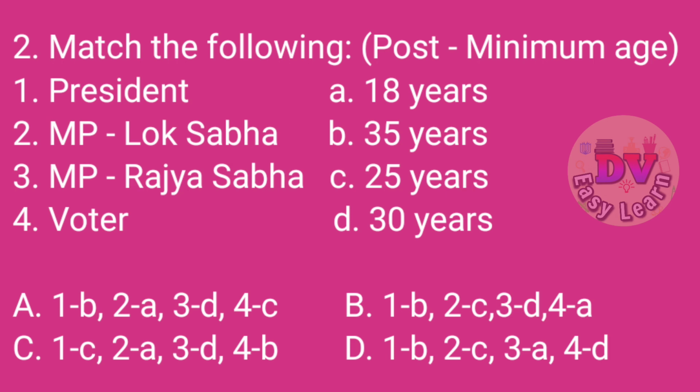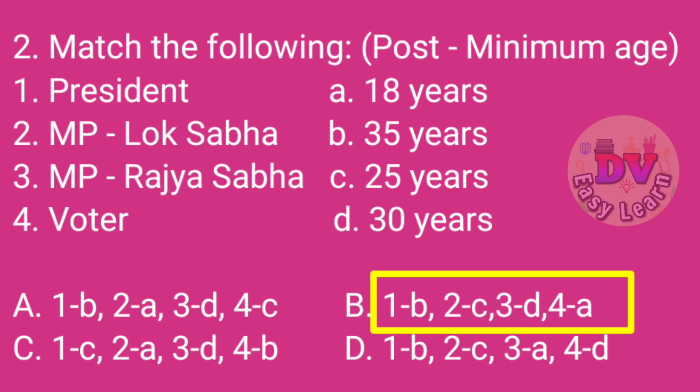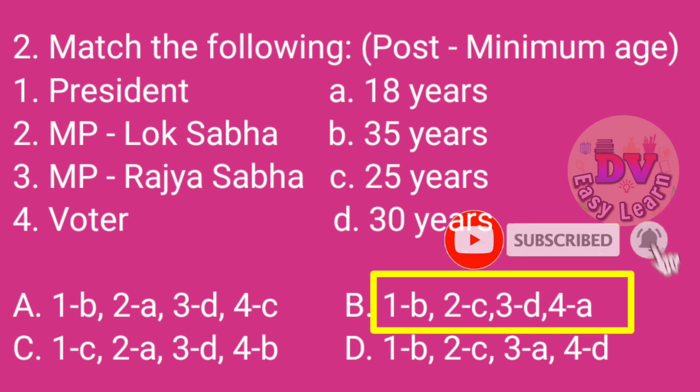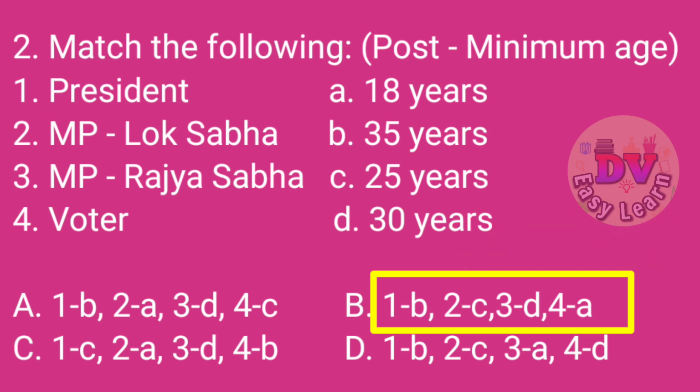Match the following. Post, minimum age. Correct option 1B, 2C, 3D, 4A. President 35 years, MP Lok Sabha 25 years, MP Rajya Sabha 30 years, voter 18 years.